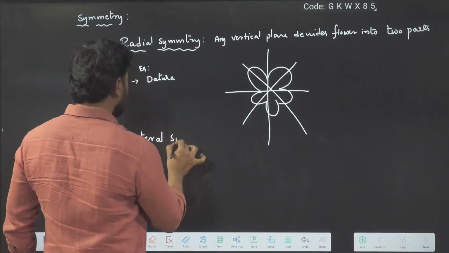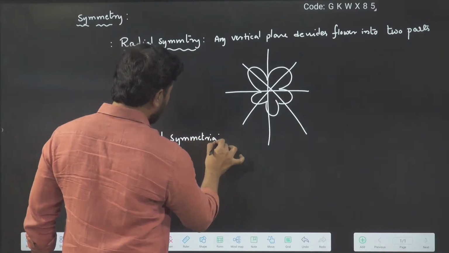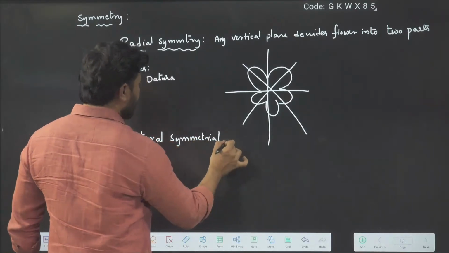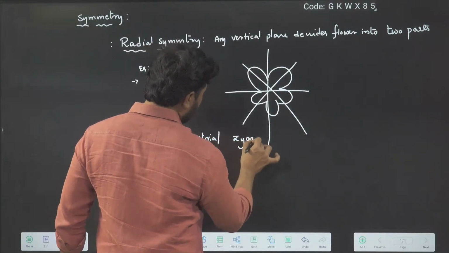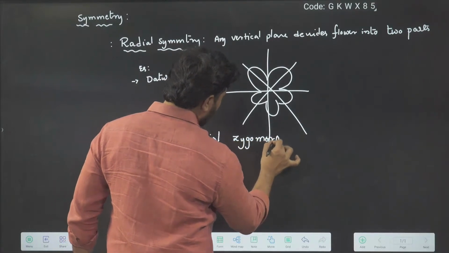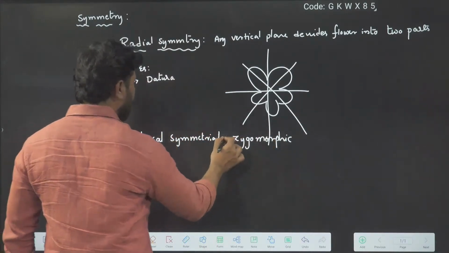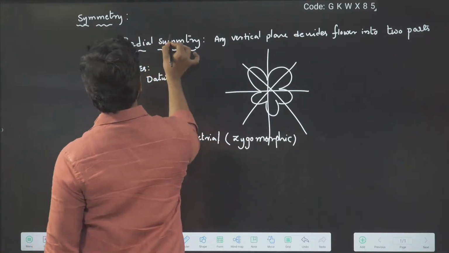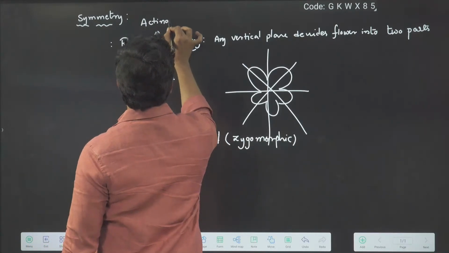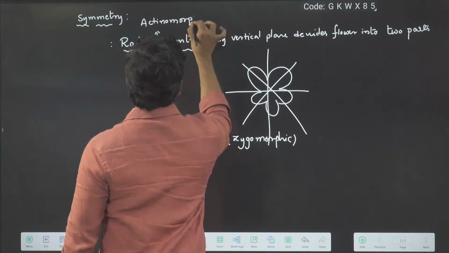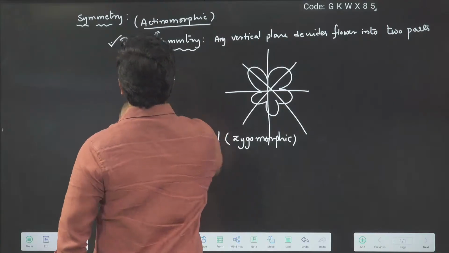Bilateral symmetry, it is also, the flower name is zygomorphic flower. The flower which is showing bilateral symmetry is a zygomorphic flower. The flower which is showing radial symmetry is called an actinomorphic flower. Actinomorphic is the flower name, and this is the symmetry name.